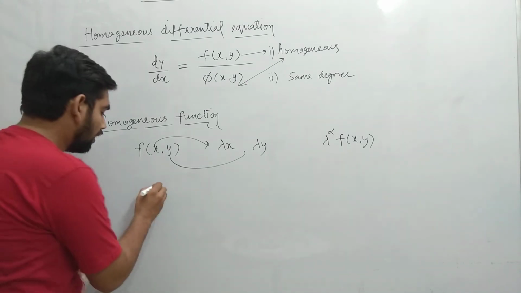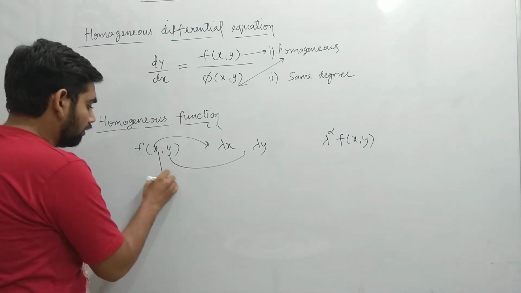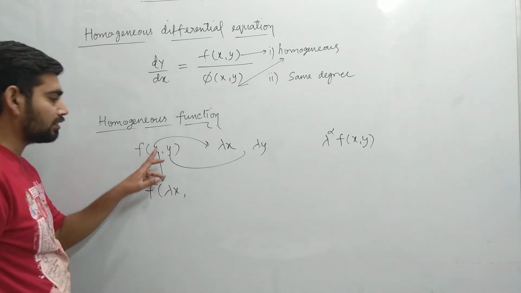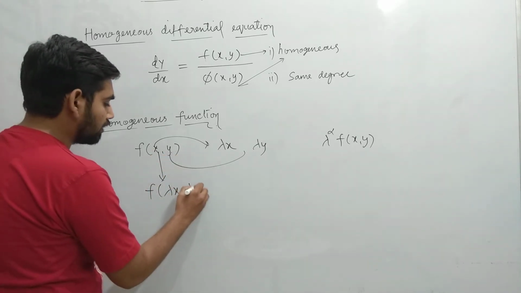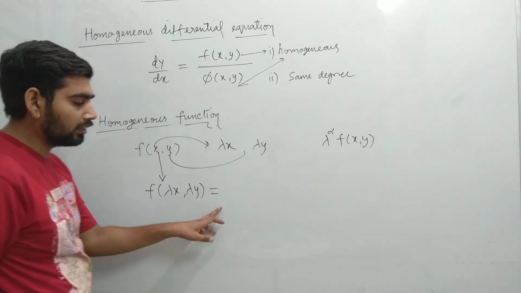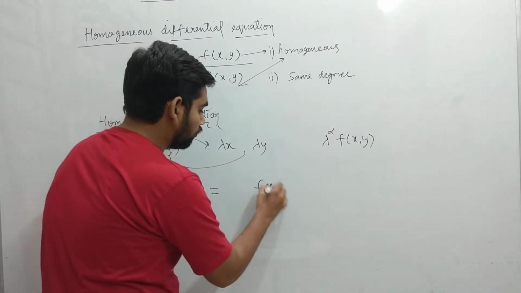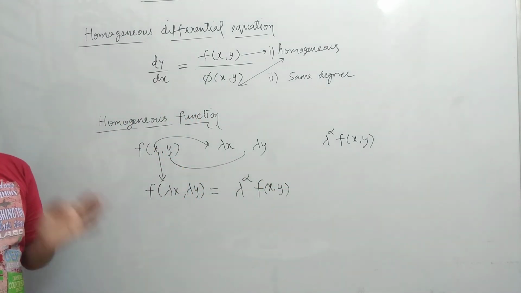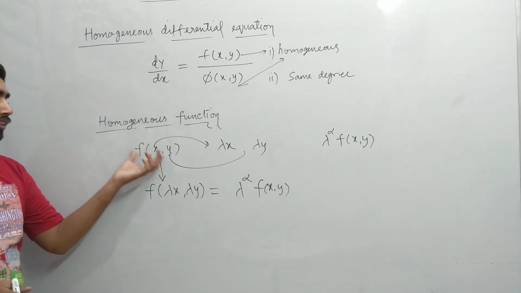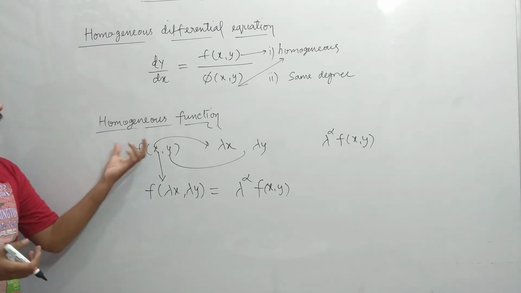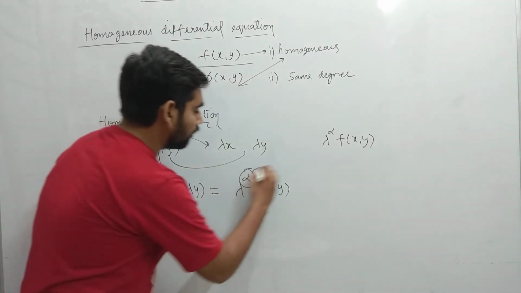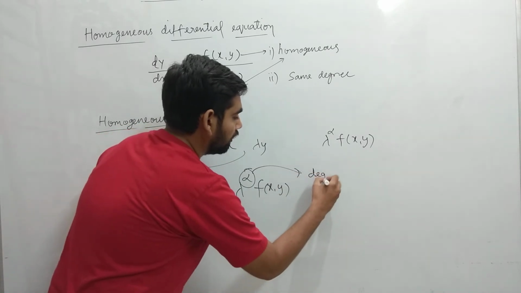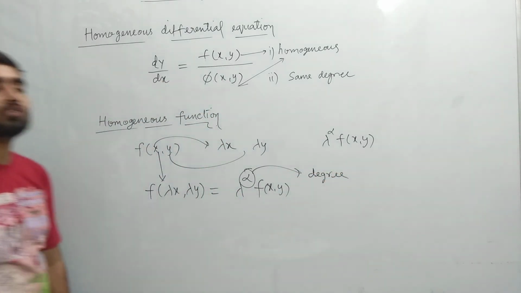it means I am putting lambda x in place of x, lambda y in place of y, and I get the function f(x, y) separated out from some power of lambda. Then I will say that the function f(x, y) is a homogeneous function. It is a homogeneous function of degree alpha. Here alpha is known as the degree of this homogeneous function.